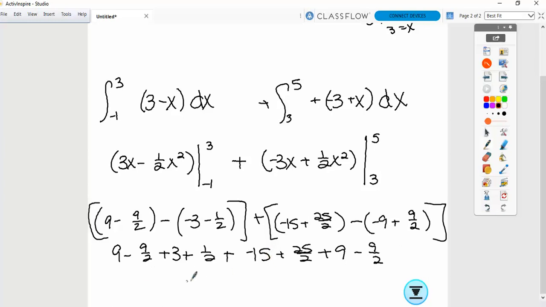Let's see. What does this turn out to be? We get 10. So is that part okay? What about 8? Do you want to look at that one?